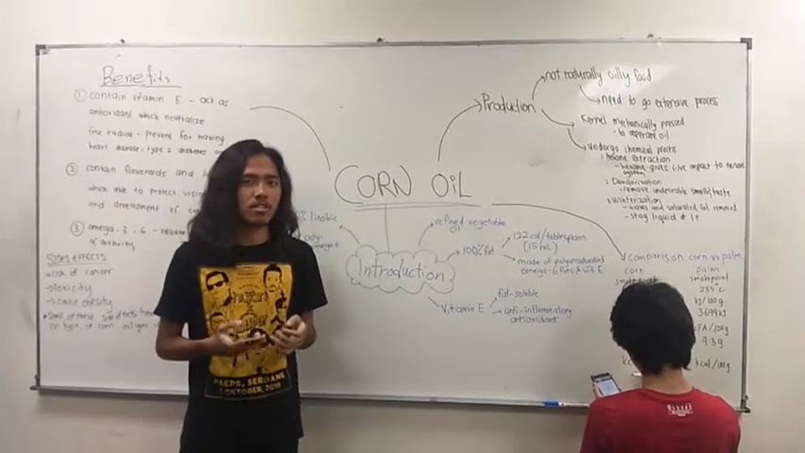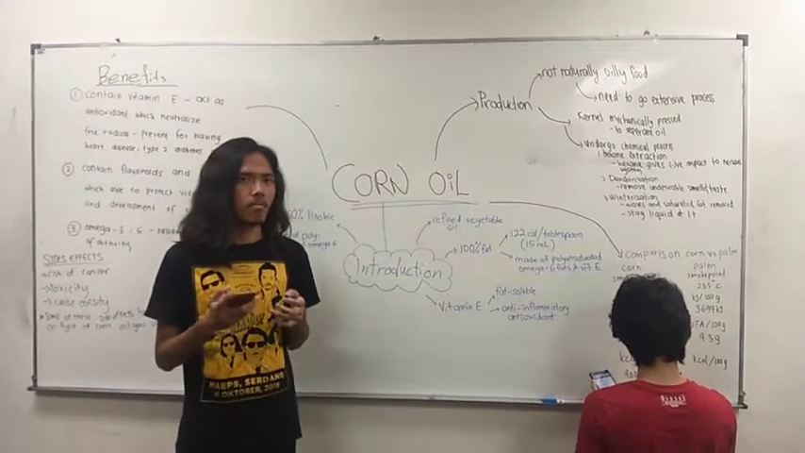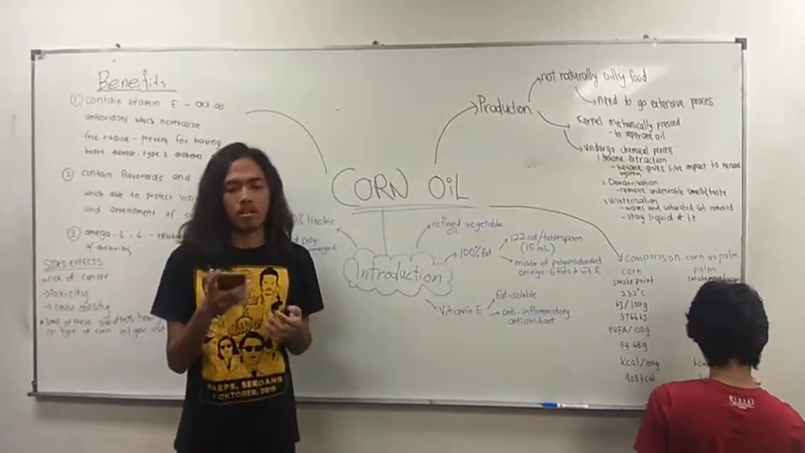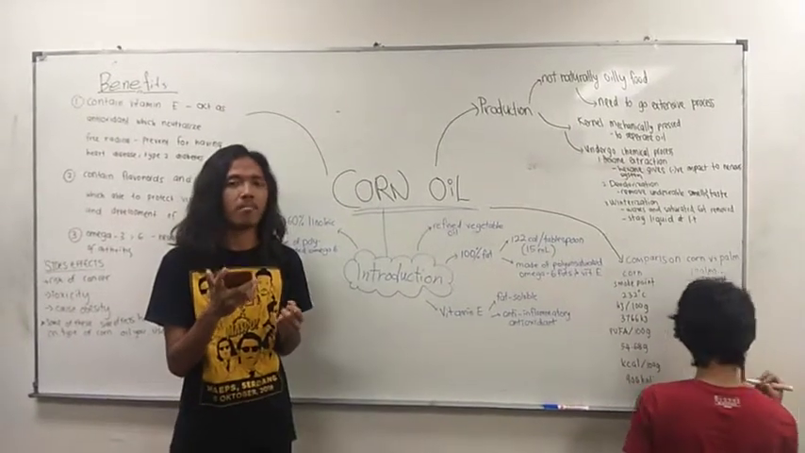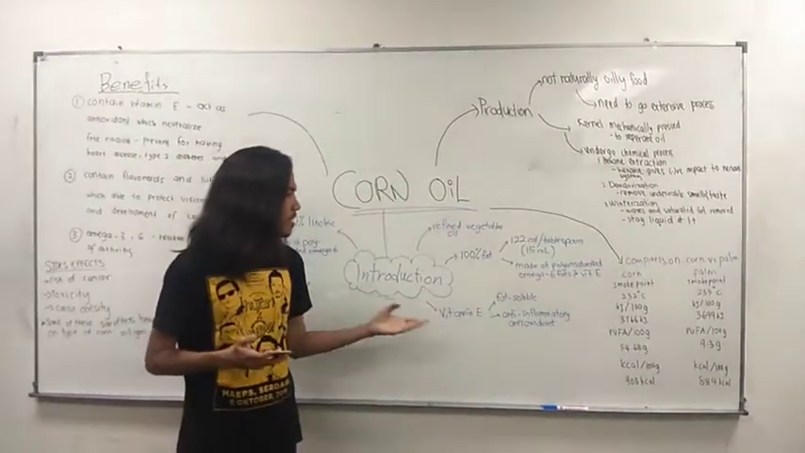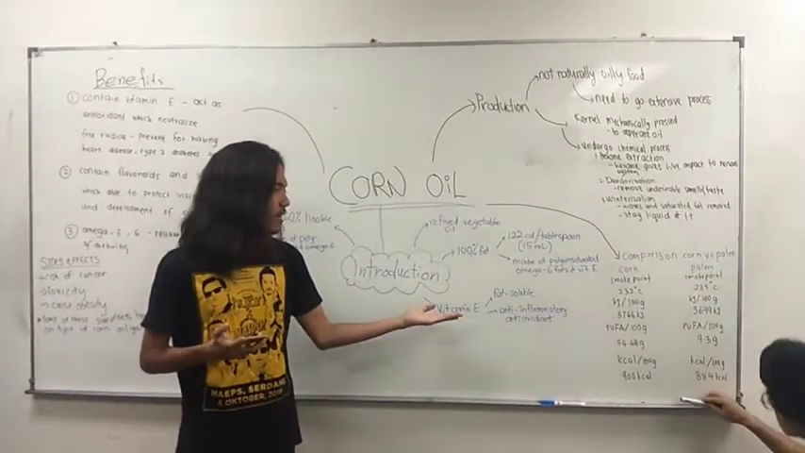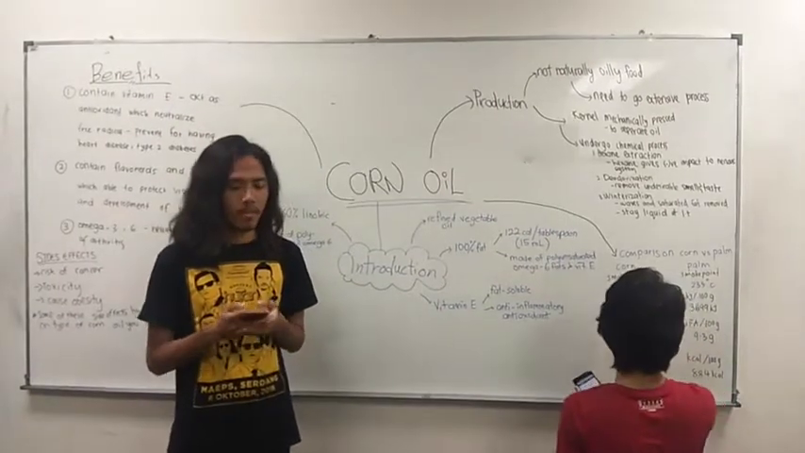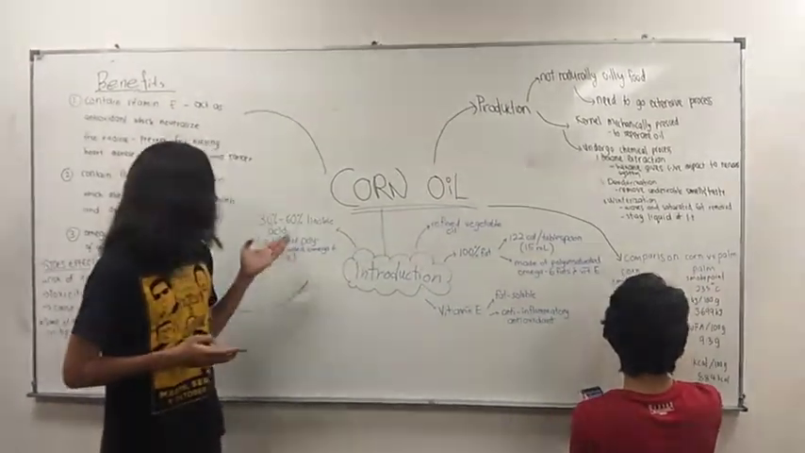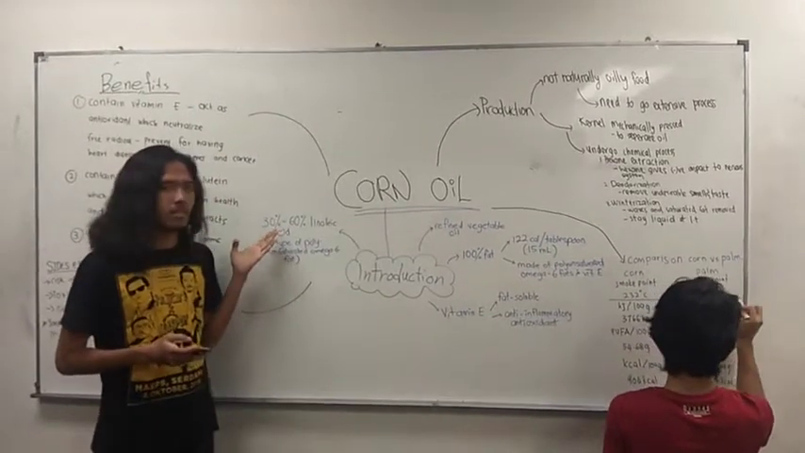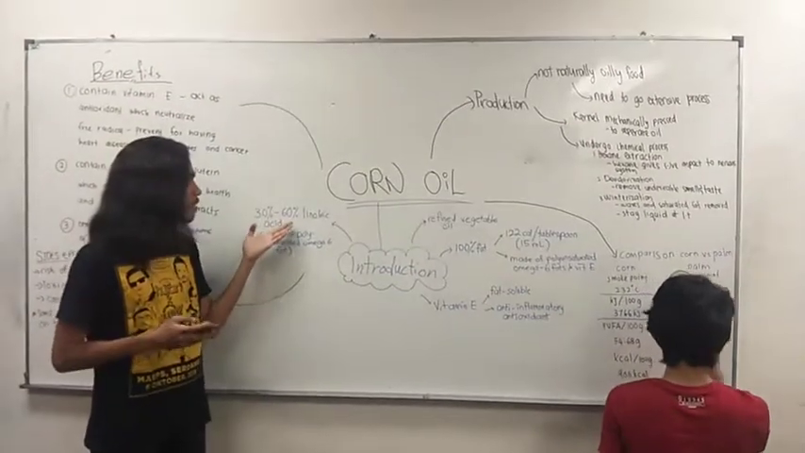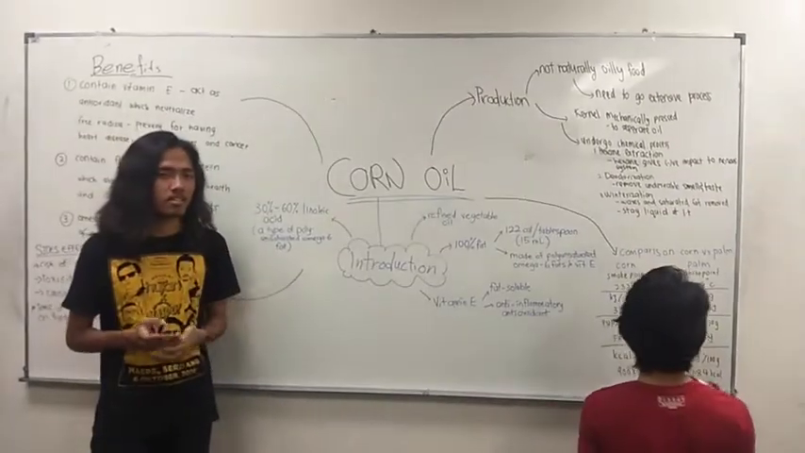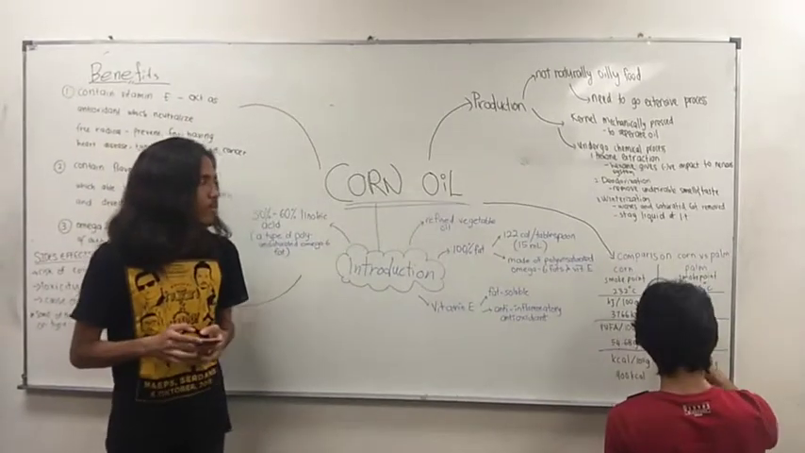During the process of extraction of this corn oil, most of the vitamins and minerals are lost. Still, the oil has a fair amount of vitamin E. Vitamin E is a fat-soluble vitamin and acts as an anti-inflammatory antioxidant. And corn oil also contains 30% to 60% of linoleic acid, which is a type of polyunsaturated omega-6 fat.